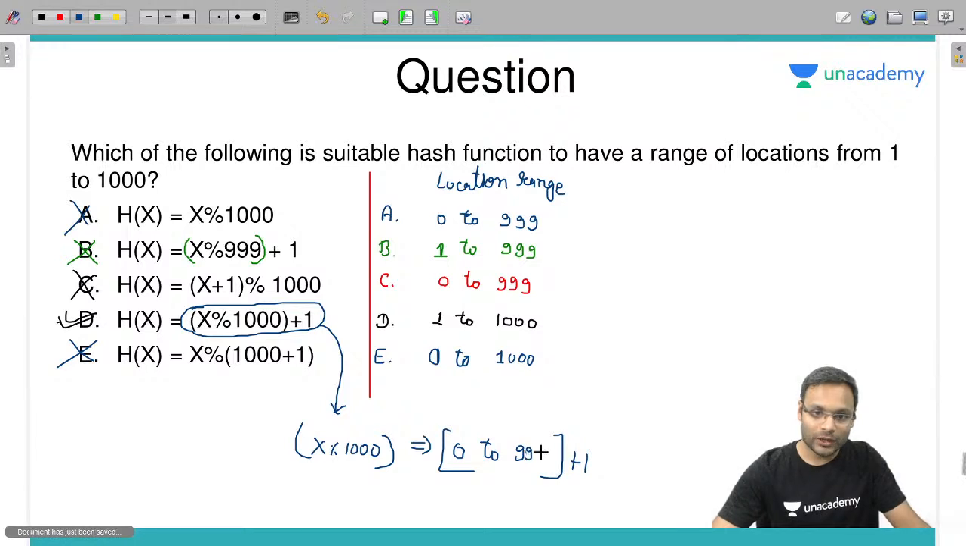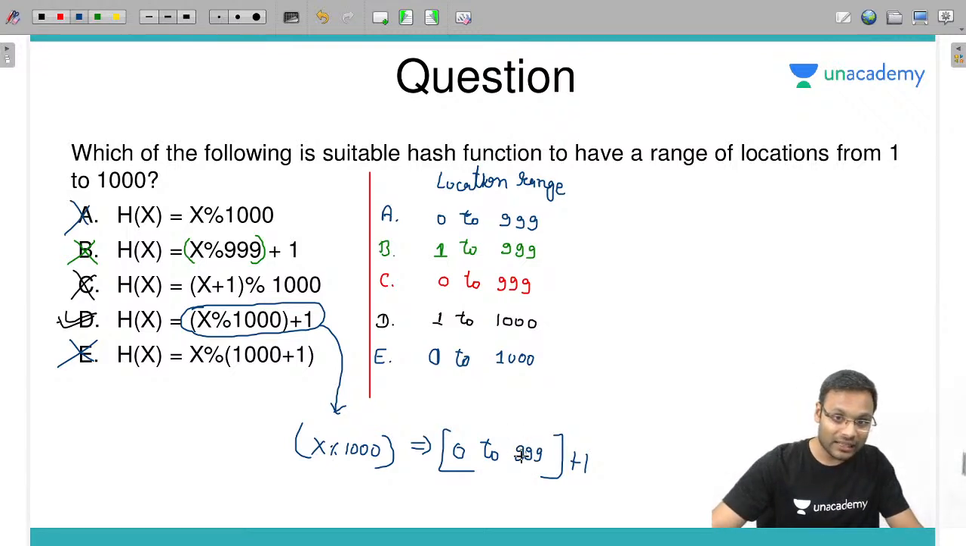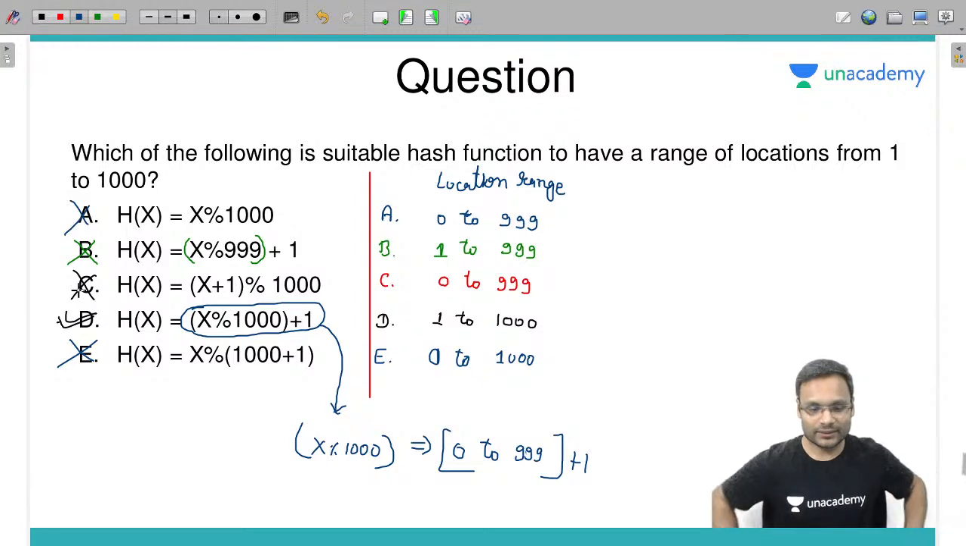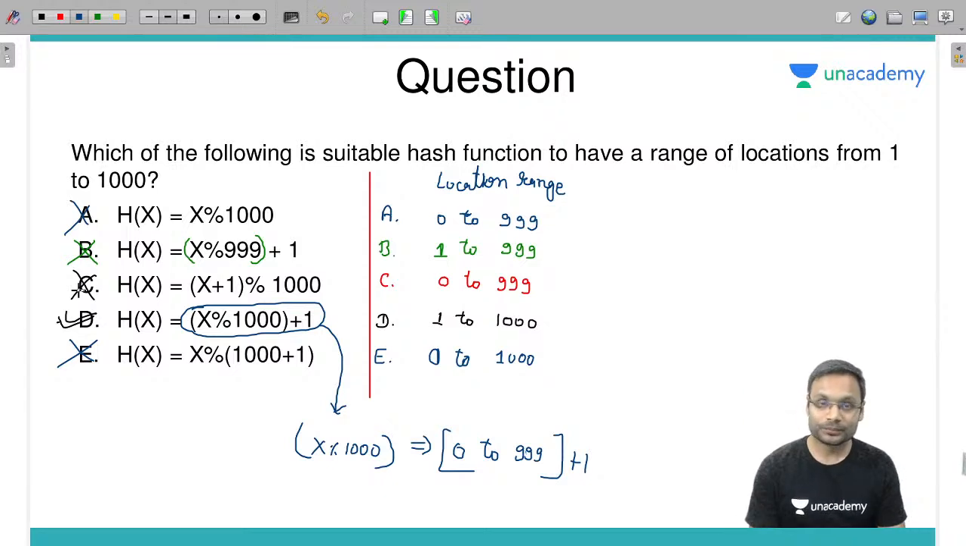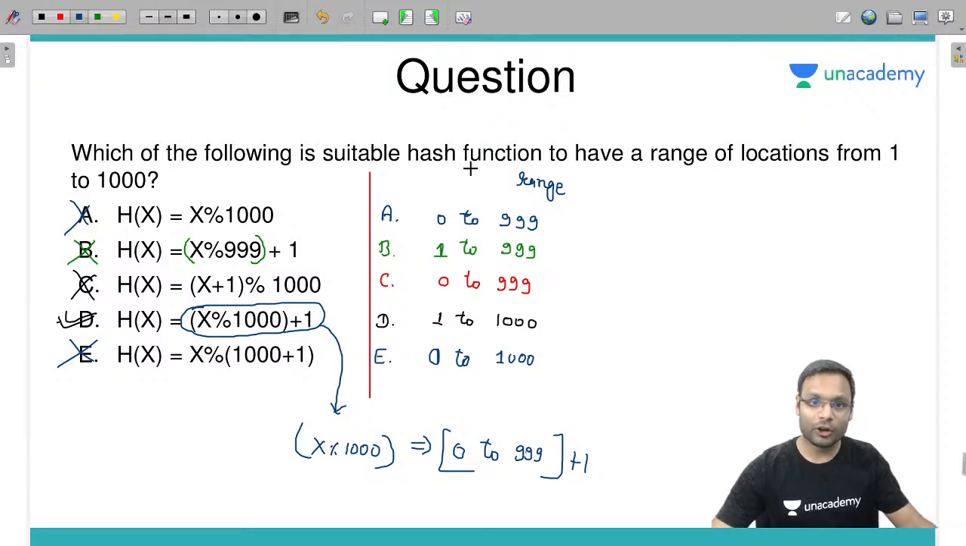What kind of value can you get? If you get the minimum value 0 after this mod, then plus 1 will give you 1. If you get the maximum value 999, then plus 1 will give you 1000. So B or D is the correct answer. Got it? We wanted to have 1 to 1000, and we got the answer. Very simple. I hope you understood how these functions are working. These are the ranges I have written for each and every function, so that you can understand exactly how each and every option got eliminated.